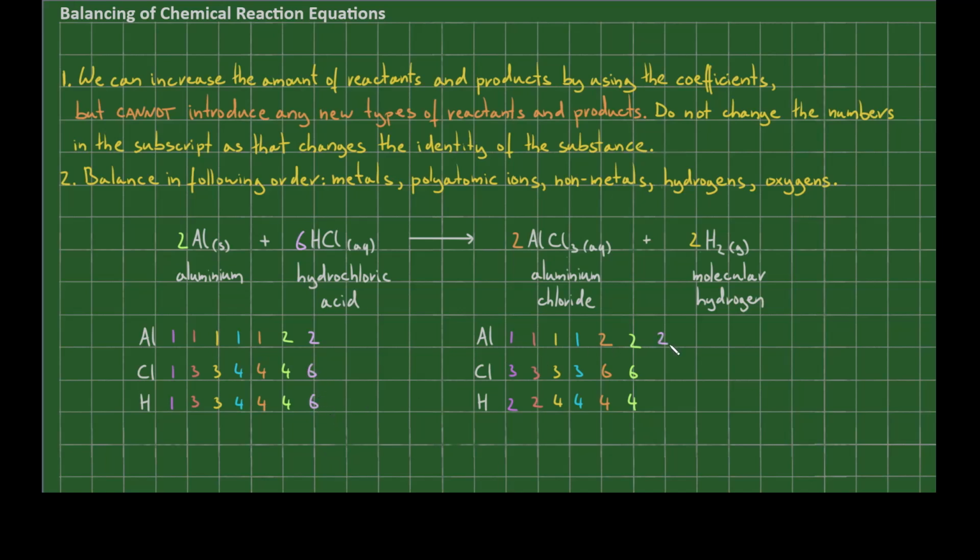On the product side, 2 aluminiums, 6 chlorines and 4 hydrogens. The number of aluminium atoms and the number of chlorine atoms is balanced, but the number of hydrogens is not. On the product side, I only have 4, but I need 6. If I change this coefficient of 2 into a 3, I will have balanced the hydrogens. Let me check the numbers of atoms. I haven't done anything to the reactant side, so I can simply copy the numbers. And now on the product side, I have 2 aluminiums, 6 chlorines and 6 hydrogens.